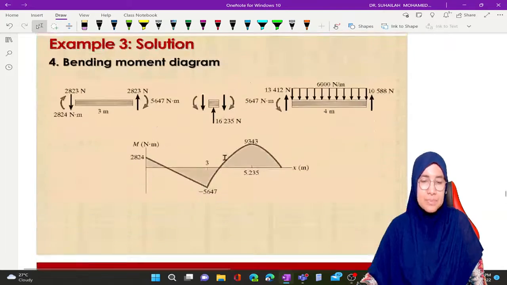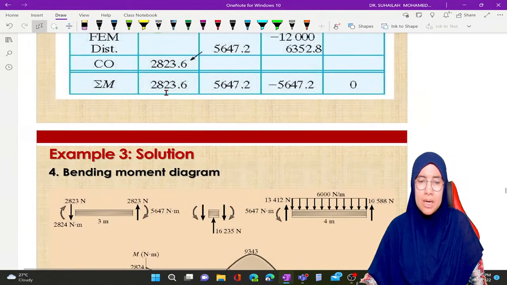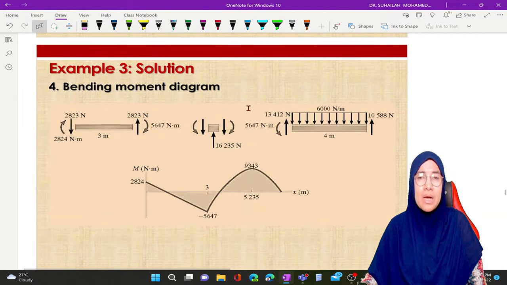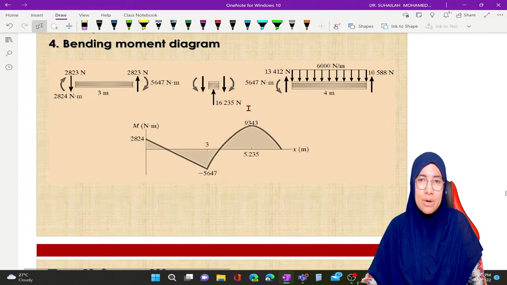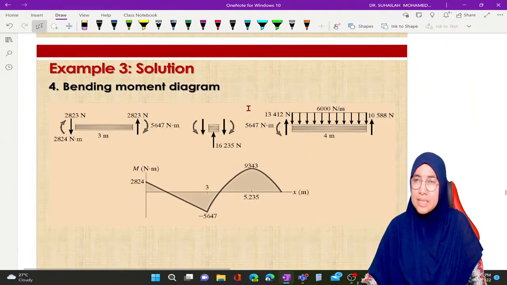Okay. And then the end moment that we get from the table, we can straight away draw the bending moment diagram, because that's the same.